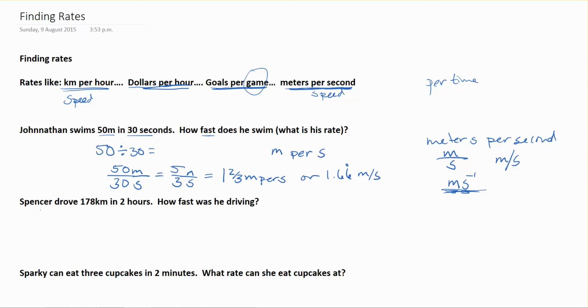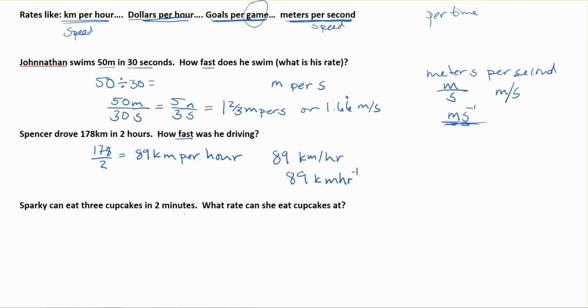So if we look at another example, Spencer drove 178 kilometers in 2 hours. How fast was he driving? Again, here we want to know kilometers per hour, so 178 divided by 2. We get 89 kilometers per hour, which we can also write as 89 kilometers over hour, or 89 kilometers hour to the negative 1. Any of those ways is fine for the unit.